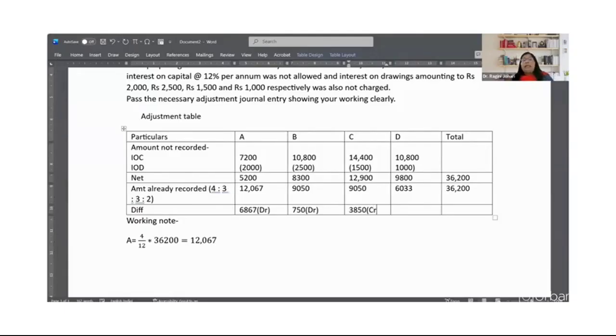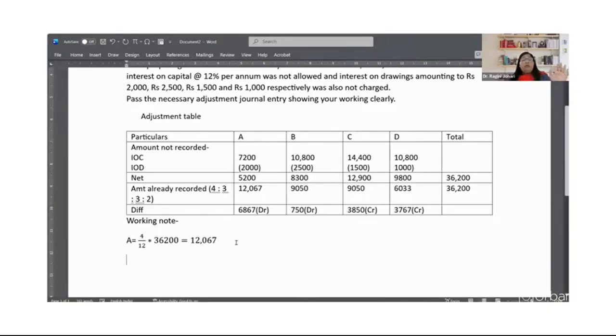And the last one, here also the same thing. More was supposed to be given, whereas less has been given. So he also needs to be given more, and that amount is 3,767. Right. Now we have done till here.